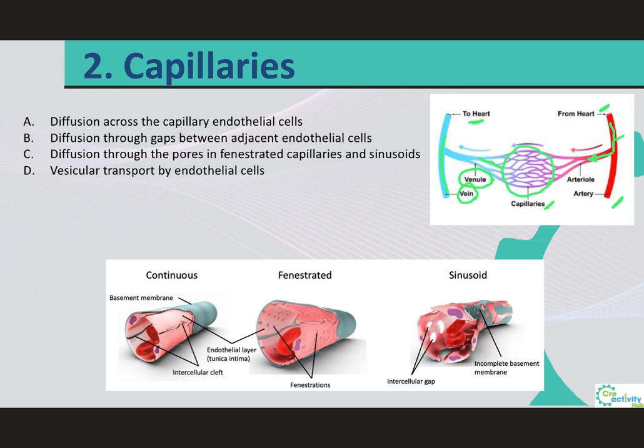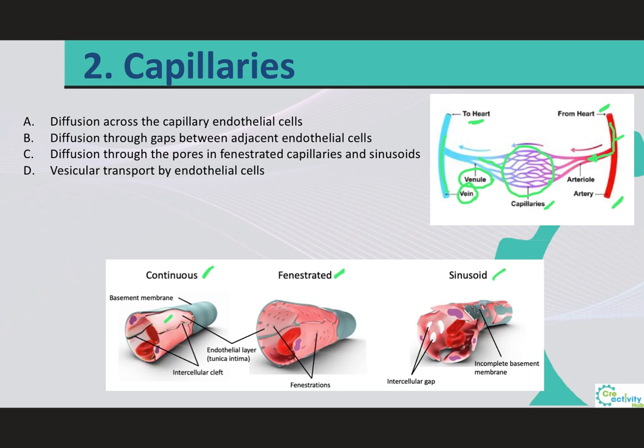Now we have 3 main types of capillaries, as we can see on this image. These are going to be the continuous, the fenestrated, and the sinusoid. The continuous capillaries are going to have an endothelium that will completely surround the lumen. And there are going to be tight junctions and desmosomes that are going to connect these endothelial cells.